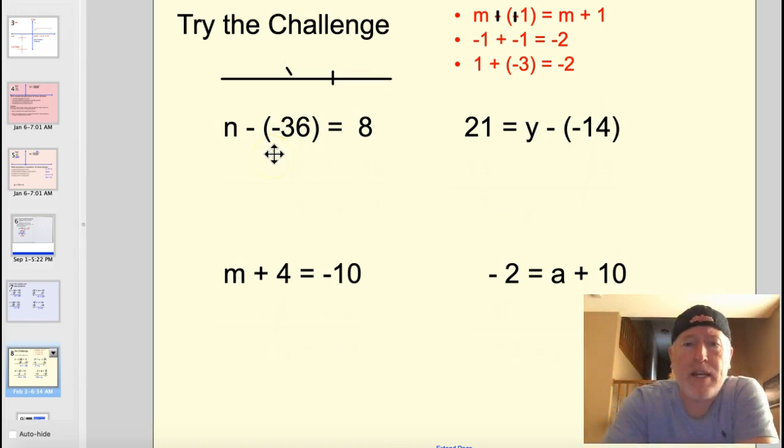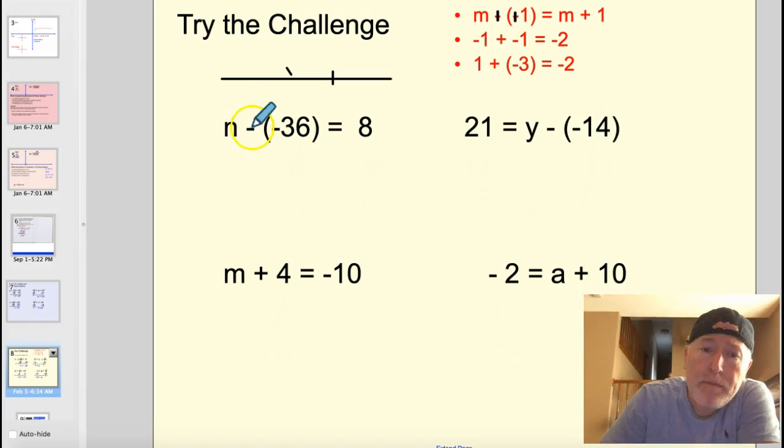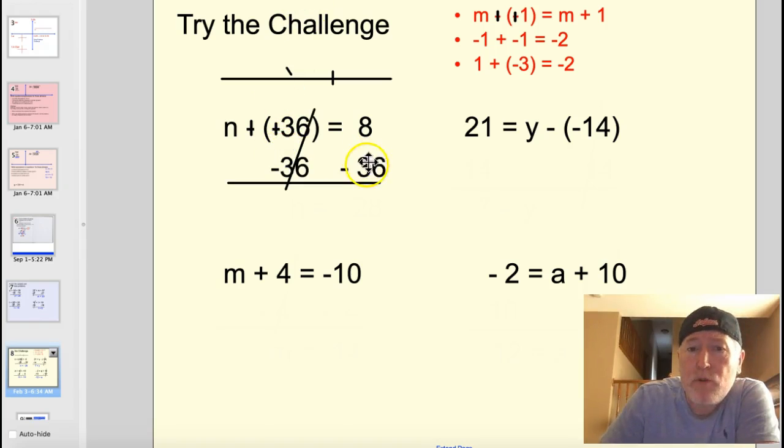So now we have n minus a negative 36 equals 8. Can you solve this equation? Give it a shot for a second. Well, you're right. It's an addition. This is really like a double shot. So now I can just subtract 36 from both sides.